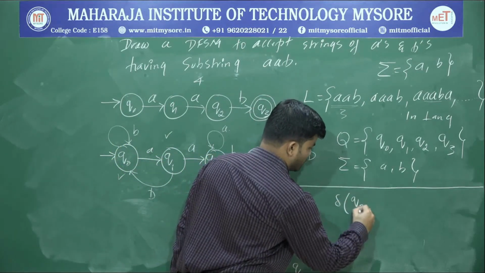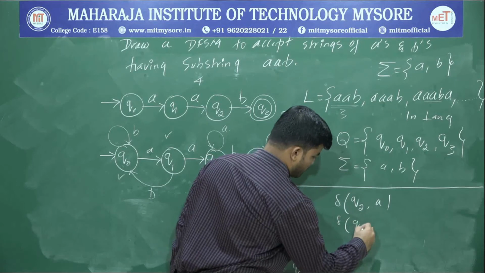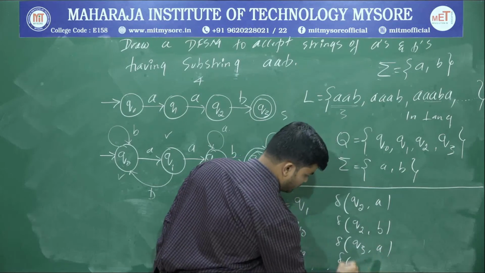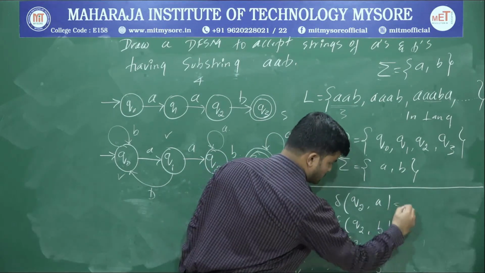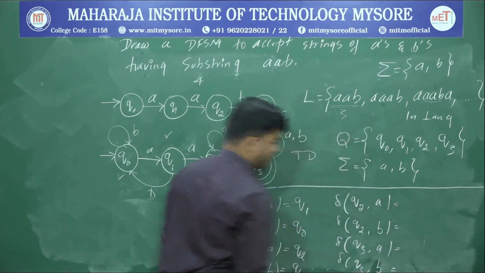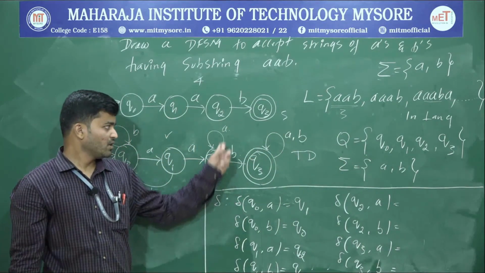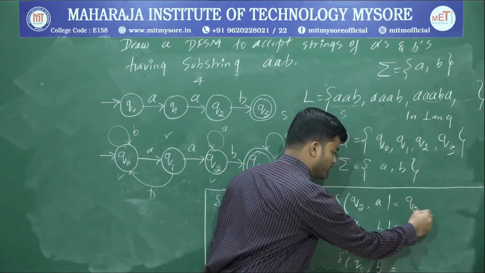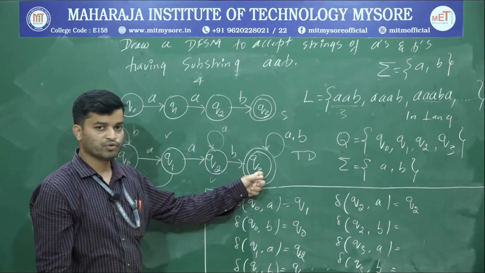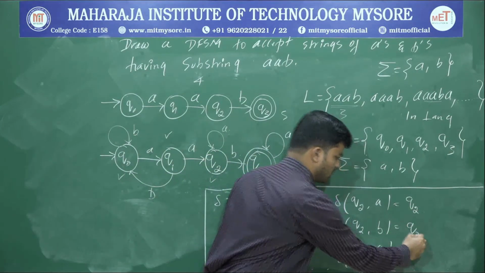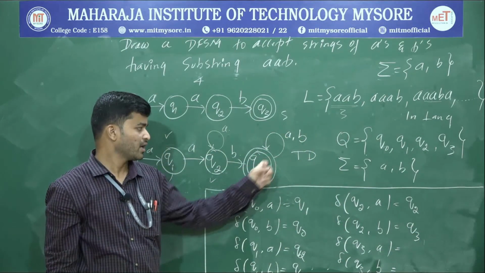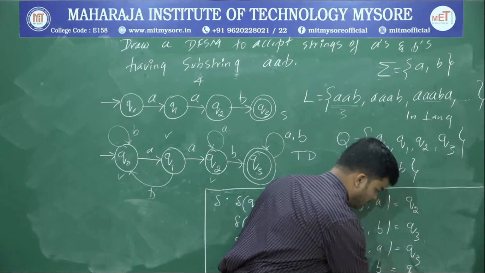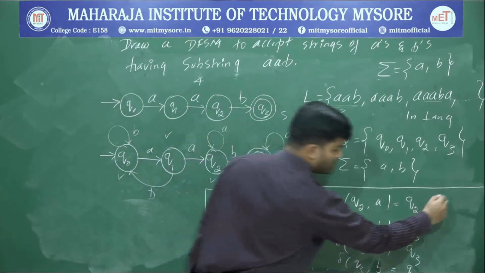So delta of Q2 comma A, delta of Q2 comma B, delta of Q3 comma A and delta of Q3 comma B. Okay, so Q2 comma A is again Q2, and Q2 comma B is Q3. Q3 upon A is Q3, and Q3 upon B is again Q3. So this is your transition function.